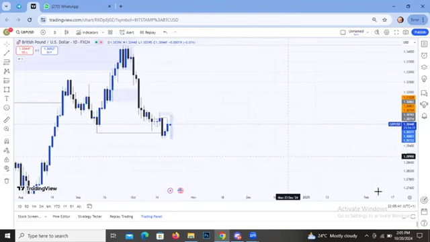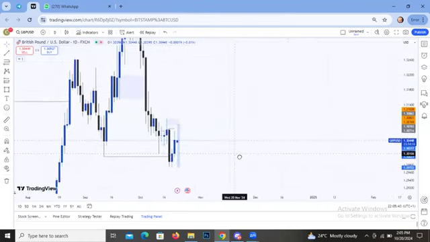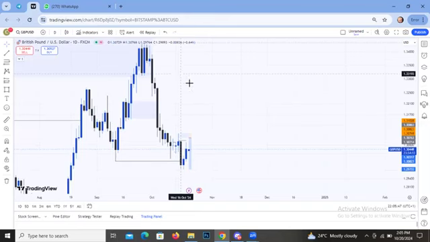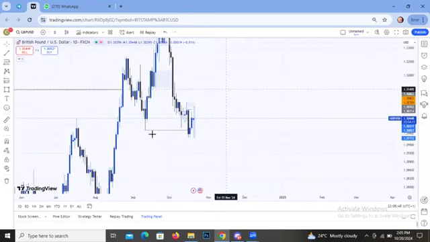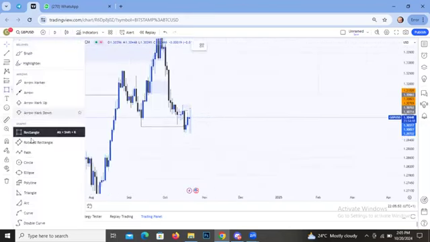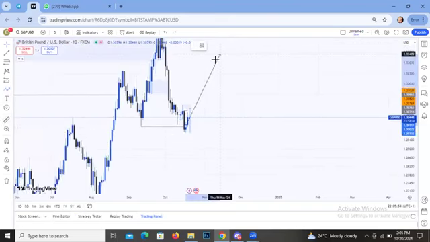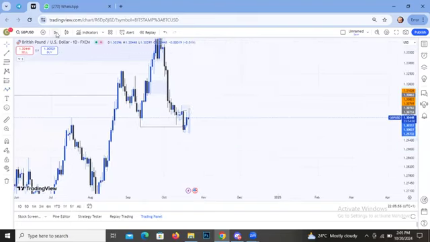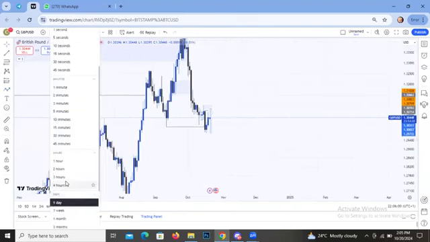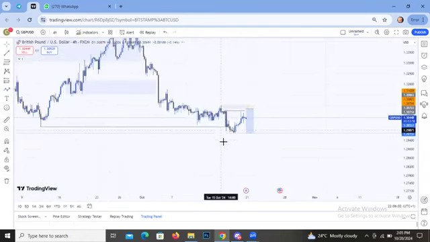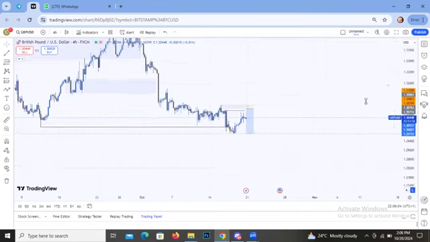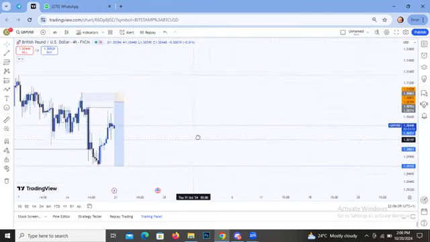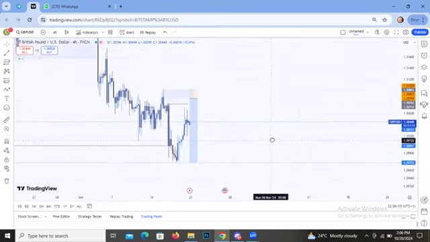Yes, boss. So we might actually expect a reversal into this zone before selling. We might actually expect a reversal into the zone, something like this, then sell. Are you getting me? But from what I'm seeing on the 4 hour time frame, I'm seeing a structure.